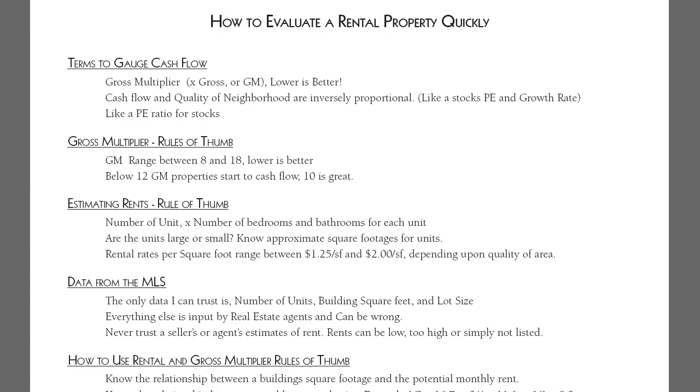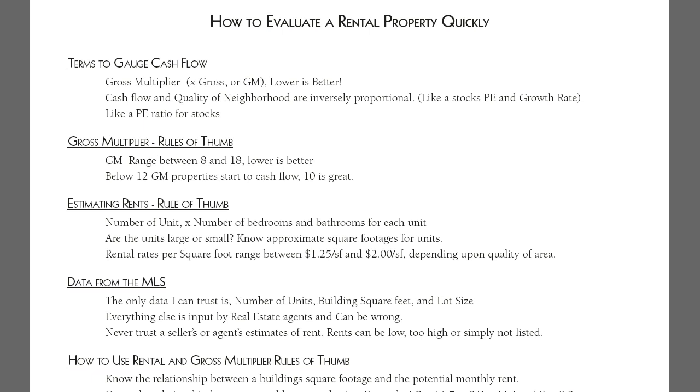A little bit of background, probably the first important term to understand is the gross multiplier. Lower is better. A gross multiplier is simply the gross annual income times the gross multiplier equals the purchase price of a property. So if it's lower, you're paying less for a building's given cash flow.